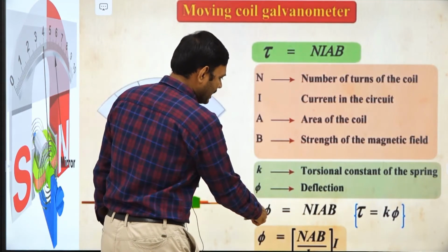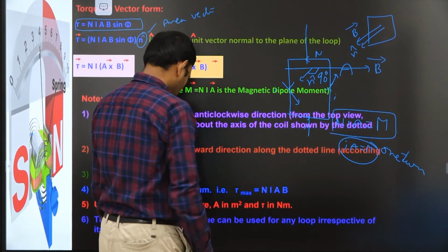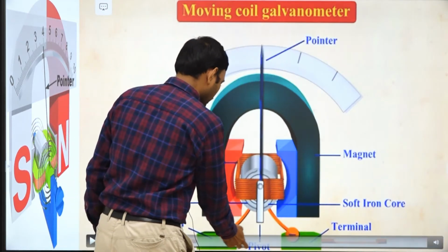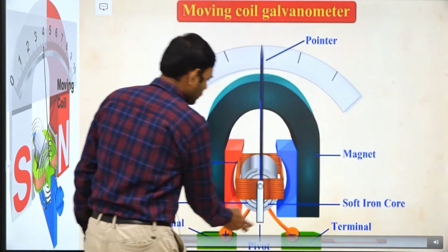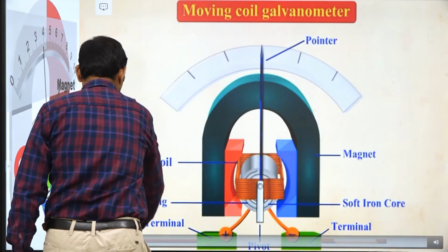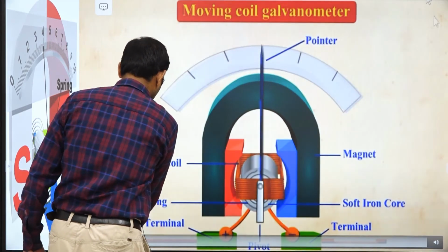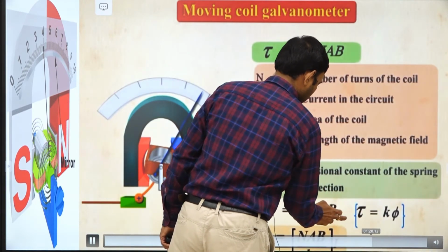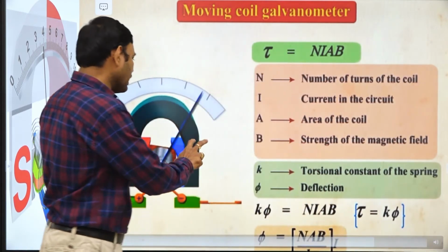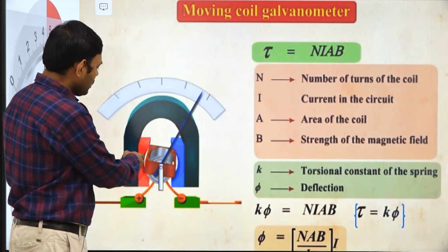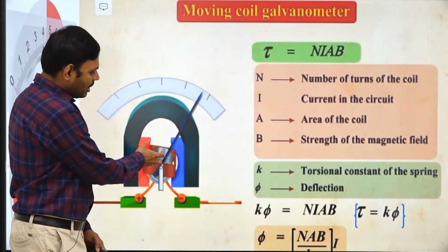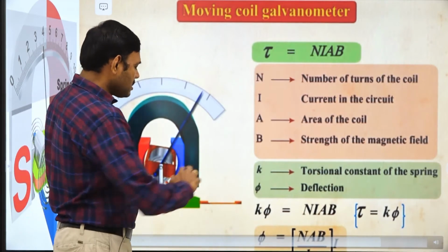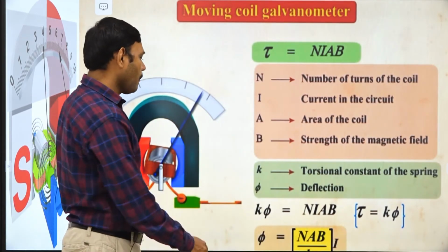Therefore, restoring torque is K phi. Here we observe the restoring torque formula. So the restoring torque produced by K phi, the spring inside the coil opposing the rotation, is equal to the deflecting torque NIAB.